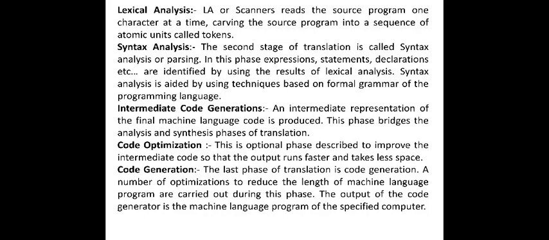You remember that in intermediate code generation, the final machine language code is not yet produced here, and this phase bridges the analysis and the synthesis phases of translation. And I think you remember code optimization, which is one of the important phases. It is designed to improve the intermediate code so that the output runs faster and takes less space.